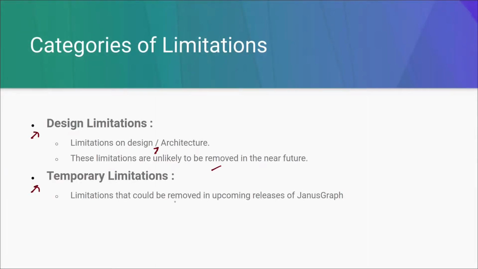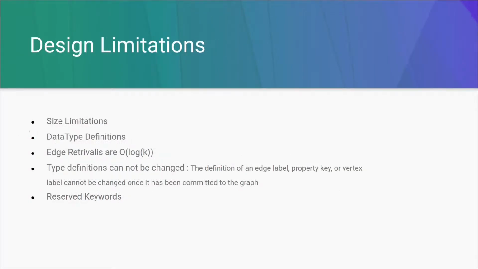Temporary limitations are the limitations which can be removed in upcoming releases. That is, these are just because of some issues which can be removed in the future. Now let's move ahead and see the actual limitations. The first limitation of Janus Graph is size limitation. What we mean by this is, we can only have 2 to the power 60 edges and 2 to the power 60 by 2 number of vertices.